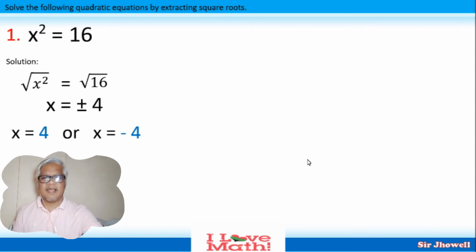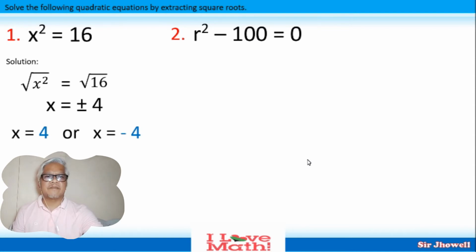Okay? Ayos. Example number 2, r squared minus 100 is equal to 0. Well, in this problem, pwede mong ilipat, i-transpose yung negative 100. Although, sabi nga nung iba, wala daw namang transposition. E di, gamitin natin yung property of addition. Property of addition dun sa equality.